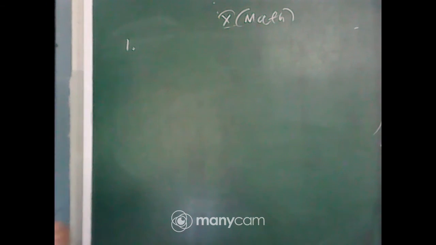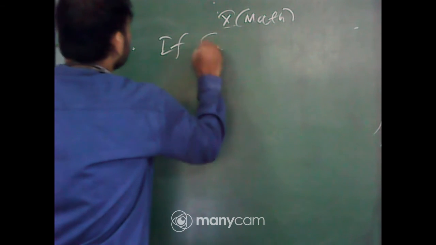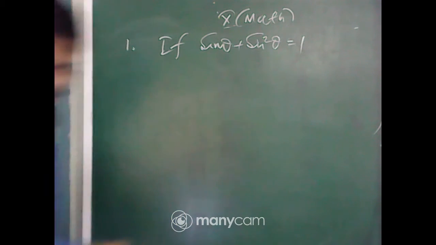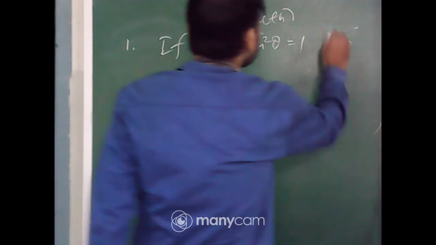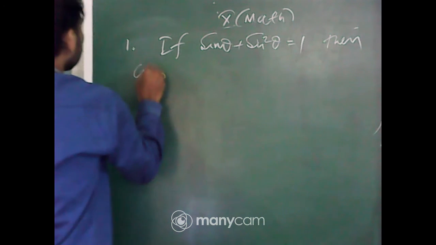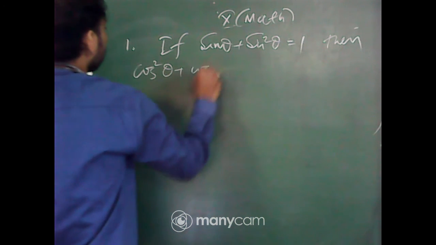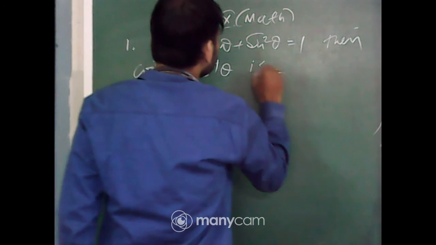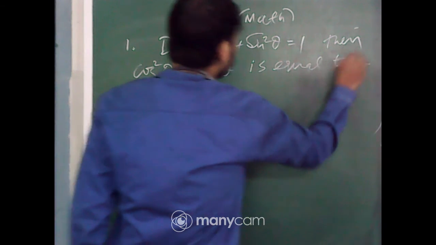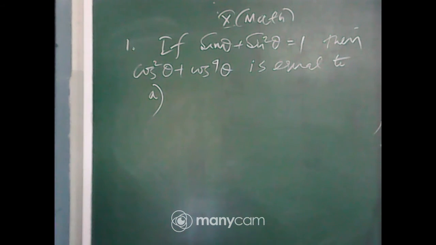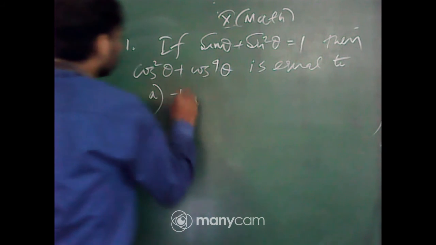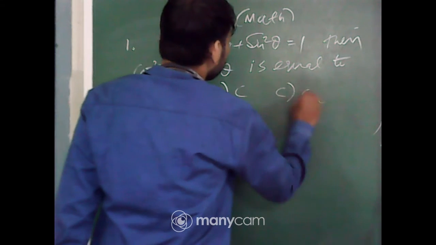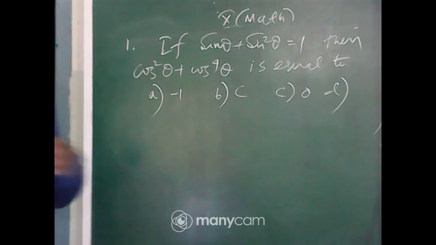First one: if sin theta plus sin square theta equals 1, then cos square theta plus cos to the power 4 theta is equal to. The options are option A, -1; option B, 1; option C, 0; and option D, 1/2.